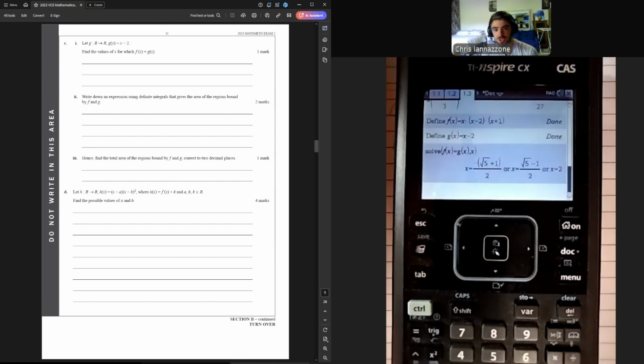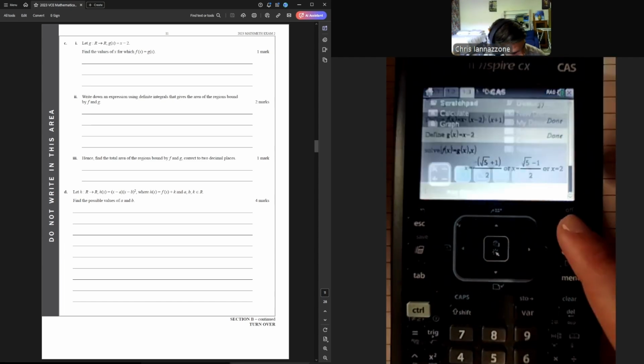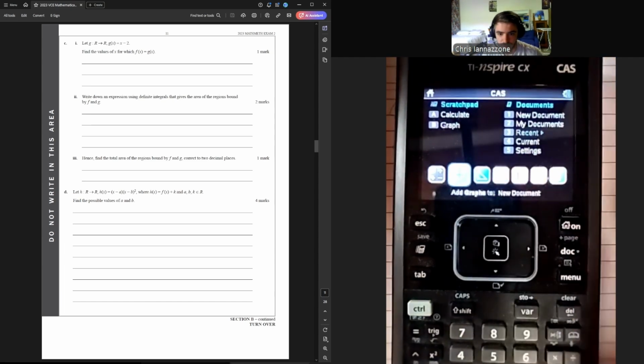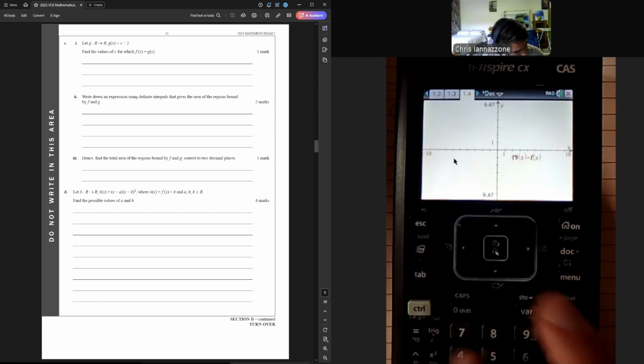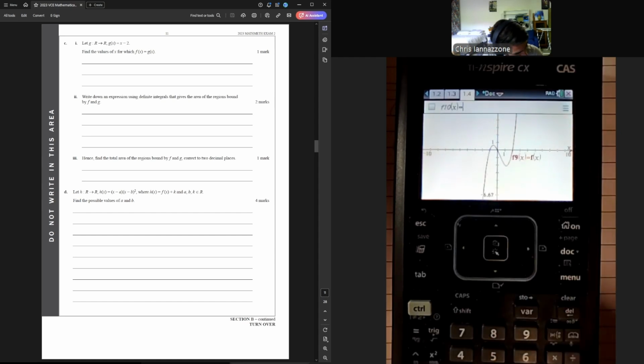Alright, a bit more challenging now with part CII. We're trying to find an expression using definite integrals that'll give us the area bound by those two functions. So before we can really do that in any meaningful capacity, we should get an idea of what our graph looks like. So we can plot f of x and we can plot g of x and see what the bound area even looks like.